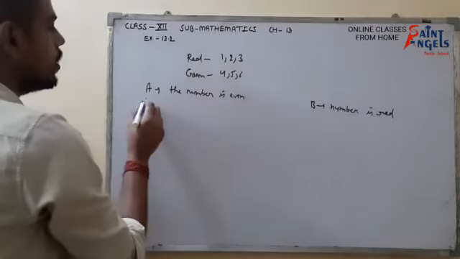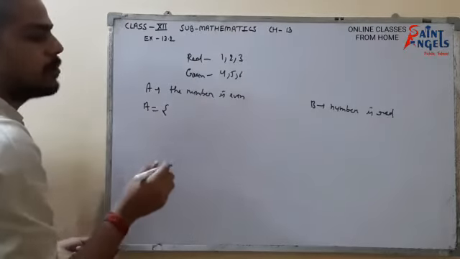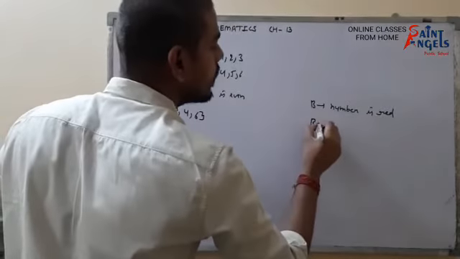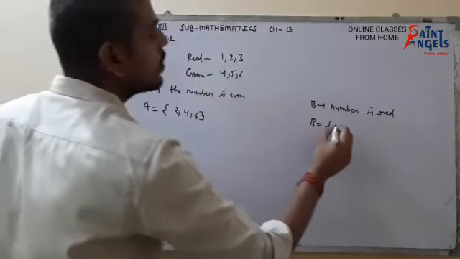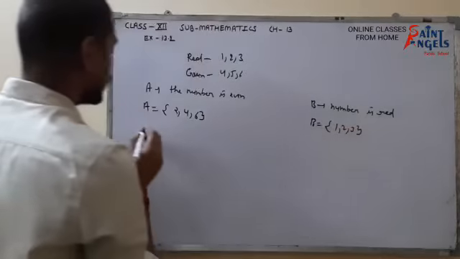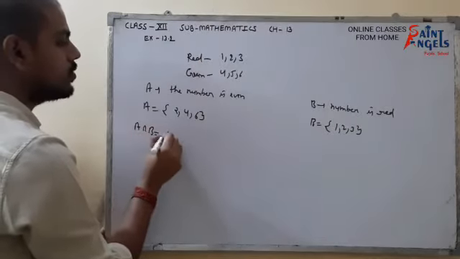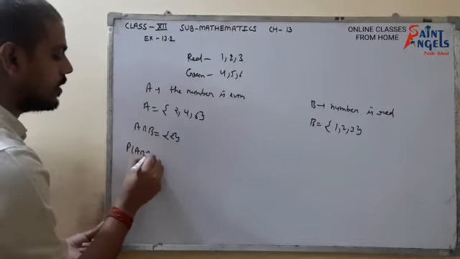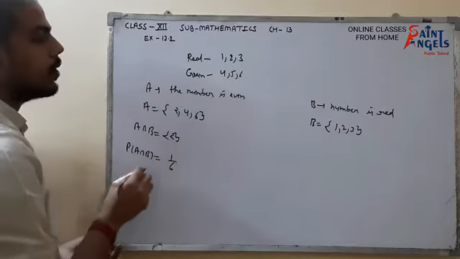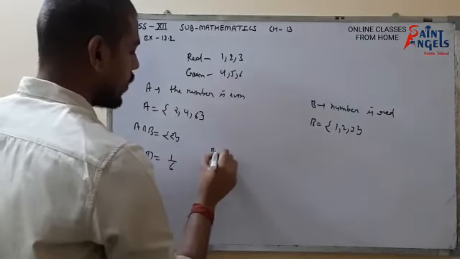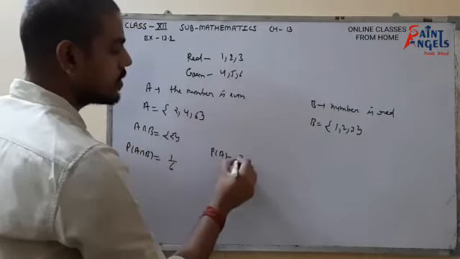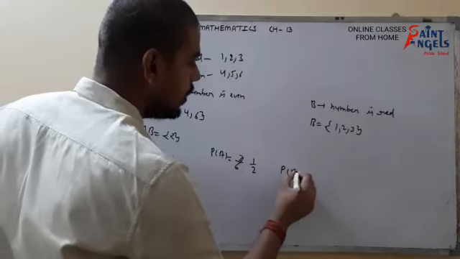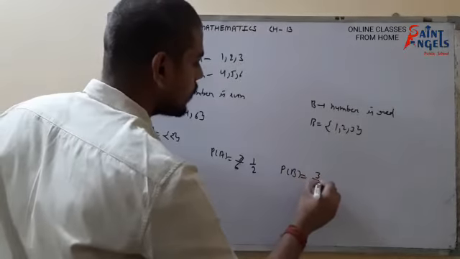Now the number is even: what are the even numbers? 2, 4 and 6. Event B, the number is red, so red are 1, 2, 3. So A intersection B would be 2. Now find each one's probability. P(A intersection B) would be 1 by 6. P(A), the probability of event A, would be 3 upon 6, that is 1 by 2. And P(B) would be 3 upon 6, that is 1 by 2.